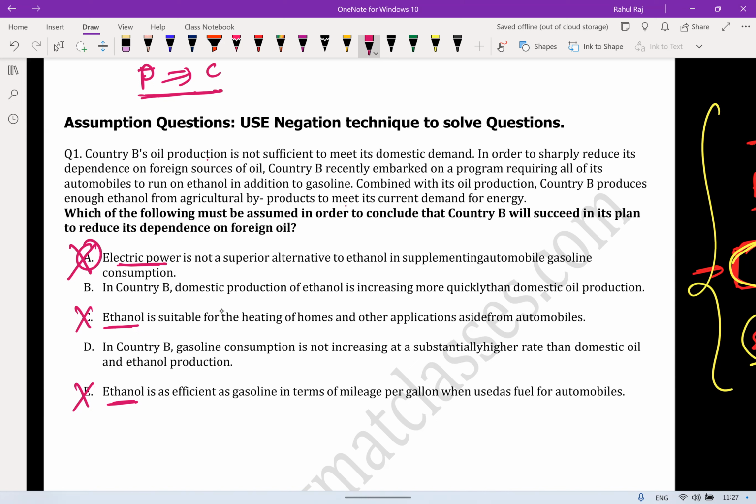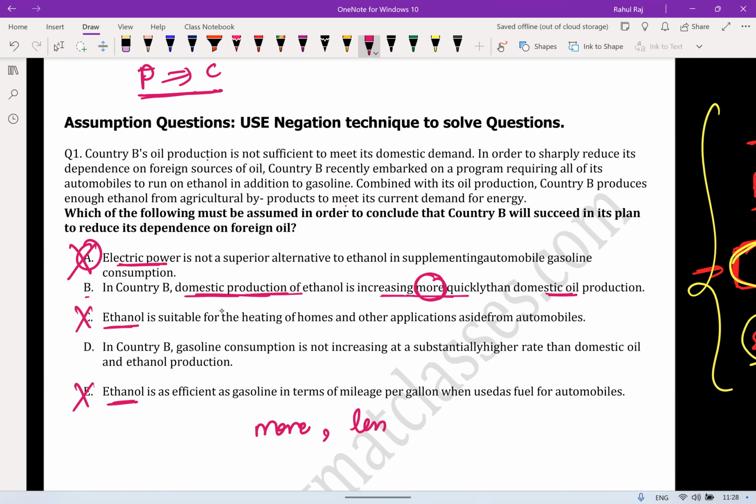If at all you were confused, just simply try to negate the option and see whether you are trying to weaken the conclusion or not. Now look at B. In country B, domestic production of ethanol is increasing more quickly than domestic oil production. First of all, please understand, I'll tell you how to do CR with the wordings also. But let's give it time. We'll not discuss everything in one shot.